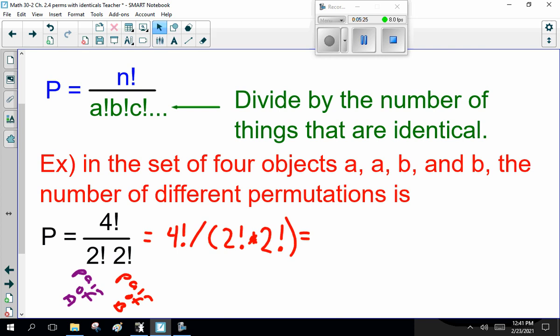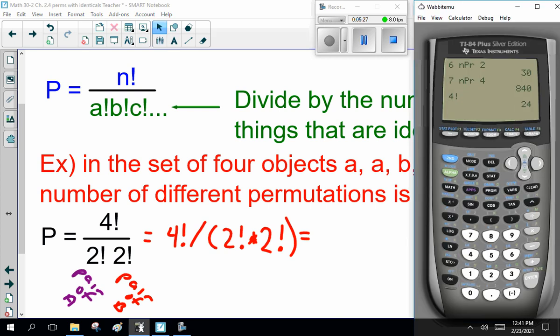You have to be careful when you put this in your calculator because it's easy to forget the brackets, divide by 2 factorial, and then multiply by 2 factorial. So, let me show you. 4 math factorial is, oh no, I'm sorry, I'm doing this all at once, forgive me. Enter. Divide by bracket 2 math factorial times 2, and yes, those of you who did this a bit realize 2 factorial is 2.